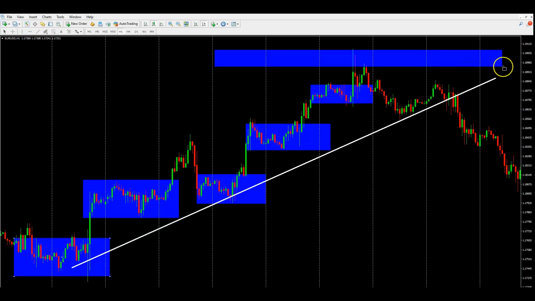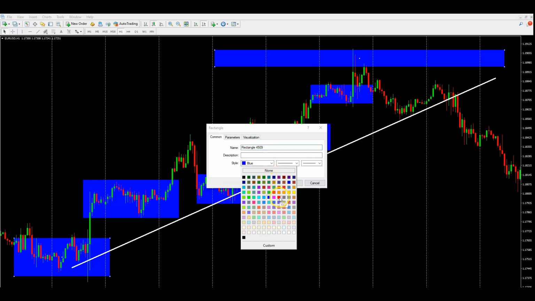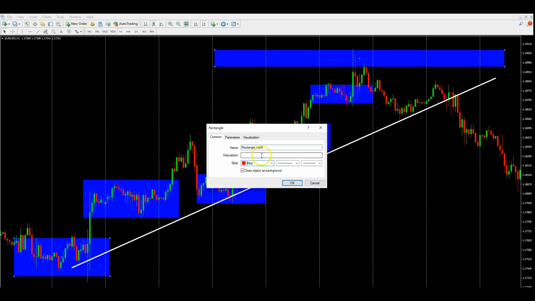This is rejection. This is our supply zone. Why is it supply? Because you have all of this rejection and it tanked from here. So let's left click, double click, and now right click. Rectangle properties. And what do we do at the top? We sell, right? So we're going to make this red. And we're going to put supply.